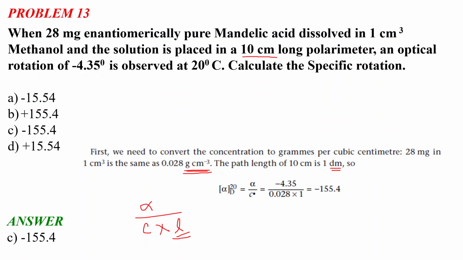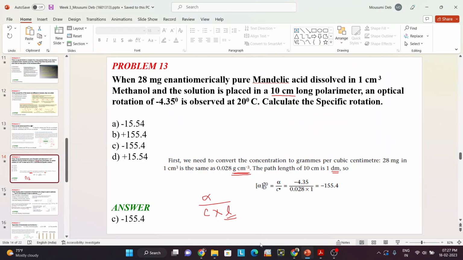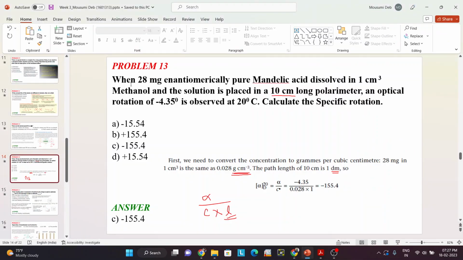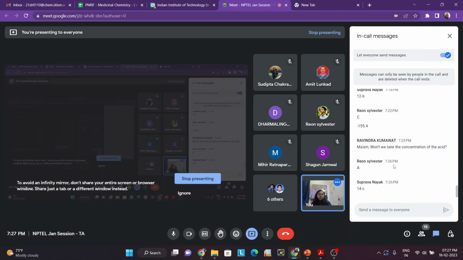For number 14, do we have any answers? Okay, we have. Won't we take the concentration of the acid? Yes, we are taking the concentration of the acid. In that problem, I said that this acid is dissolved in the solution. This acid is basically a solid acid, and we are dissolving it in methanol solution. That's how the concentration comes. This given concentration is the concentration of the acid.